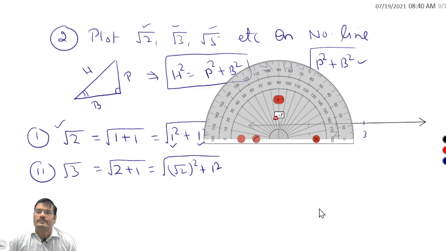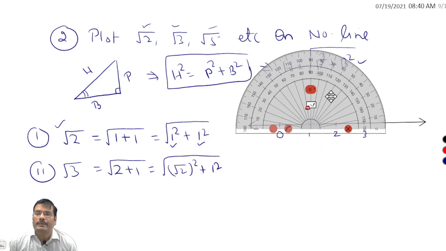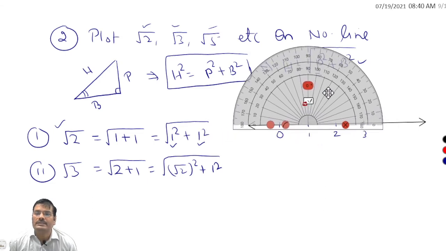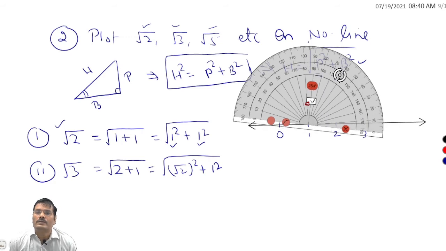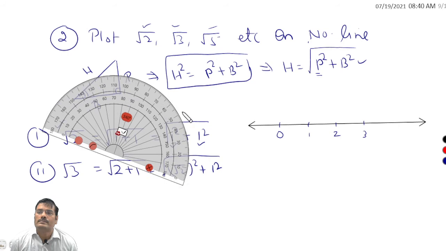Okay, so make a perpendicular. When we draw the perpendicular, this is the 1, so taking this one as 1, join this one. So it is 1, it is 1, so obviously it is root 2.